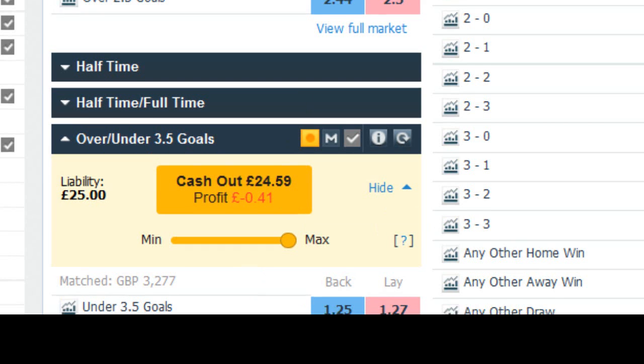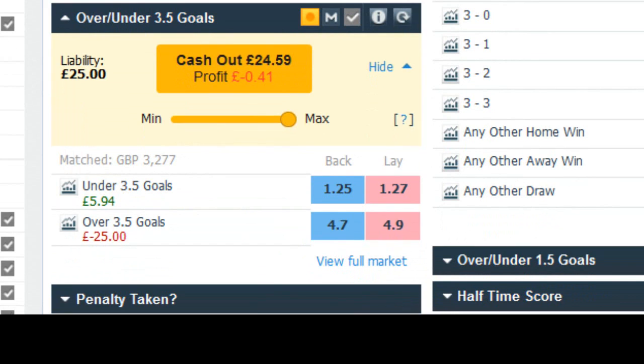Not certain if I actually had the video box low enough down for you to see the 3.5 goals figure before, but there it is now. I've done it so that you can see it.